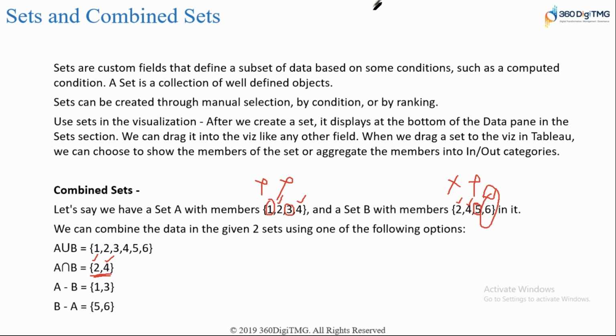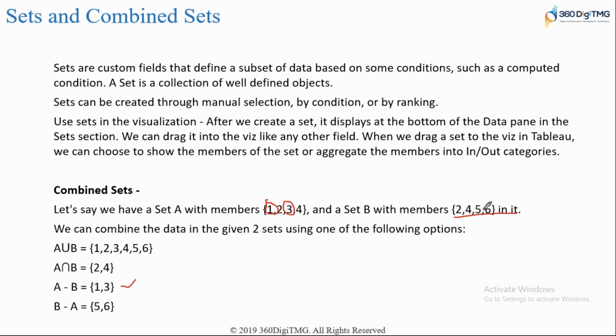Okay, so combined set, when you want to combine the members in two different sets together, you can choose one of the 4 options. A union B is all the members in both the sets. A intersection B is only the common members from both the sets. A minus B is data in A but not in B. Only the members that are present in A, 1 and 3, are present in A. They are not present in B. So that is the result.